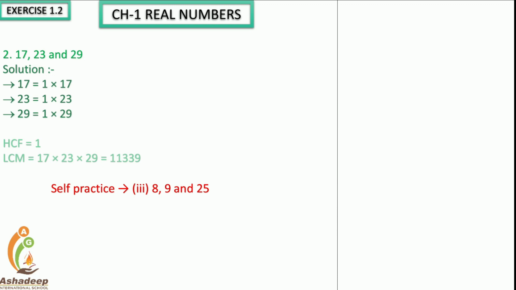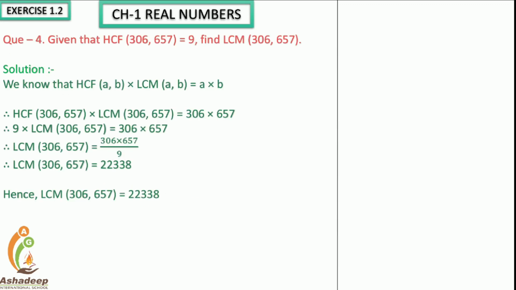LCM is nothing but the product of the given numbers. That is 11339. This last sum is easy. You can do it by yourself. Okay. Now let's move ahead with the question number 4.